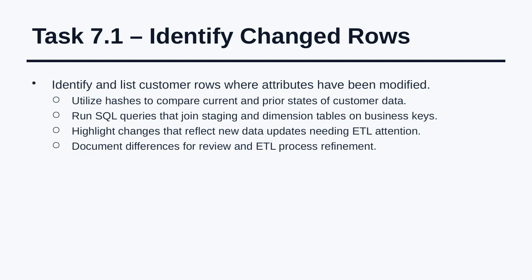When the hashes don't match, it means some attribute has been updated, signaling a change that our ETL process needs to handle carefully. Whether that means inserting a new record, updating an existing one, or preserving historical data as part of slowly changing dimensions. Documenting these differences is essential because it lets us review what's changed and refine the ETL logic to ensure data accuracy and consistency over time. This approach helps maintain reliable customer data while avoiding unnecessary overwrites or missed updates.